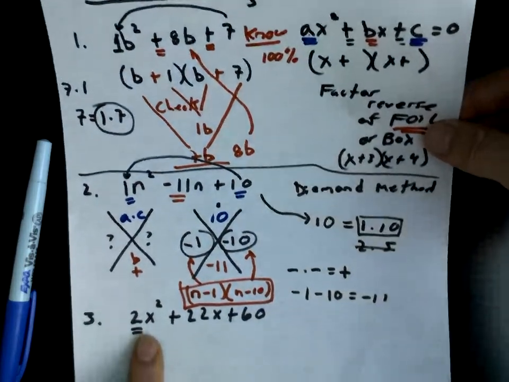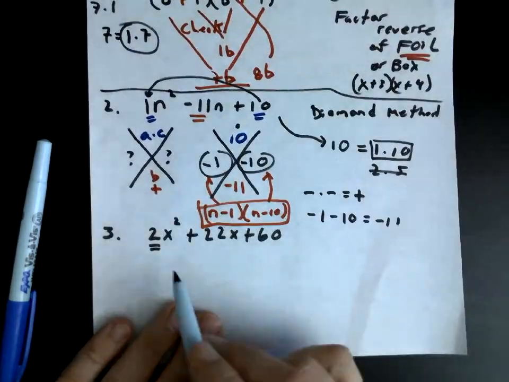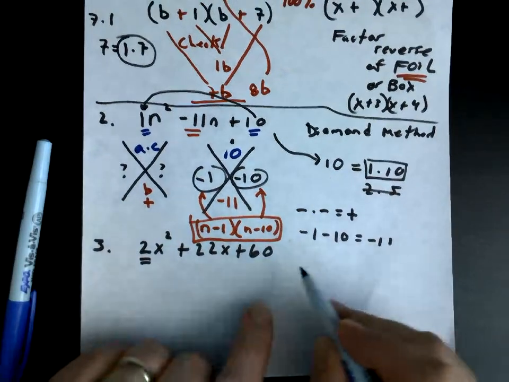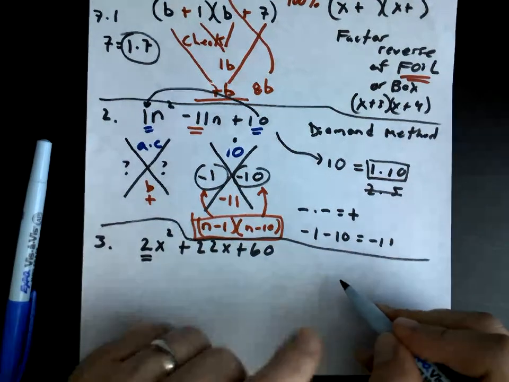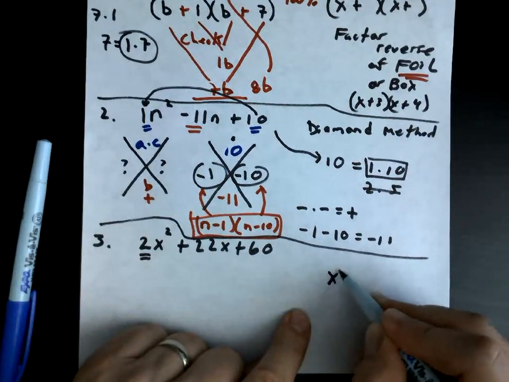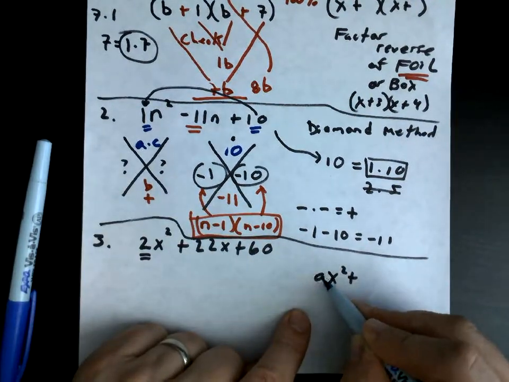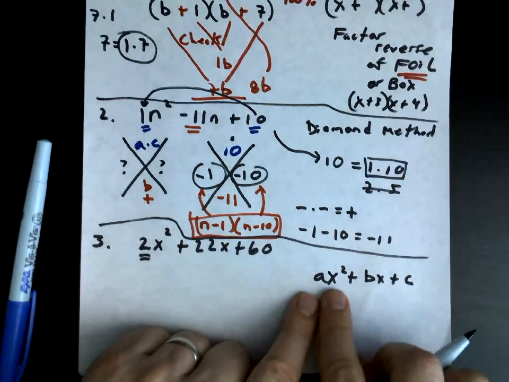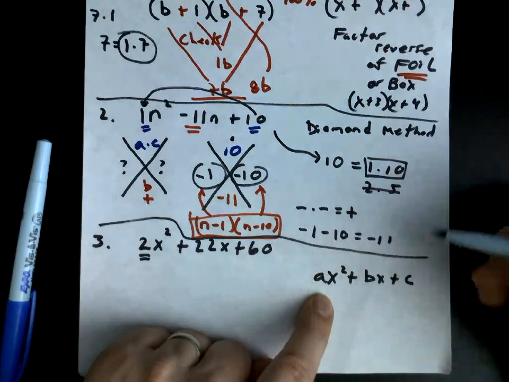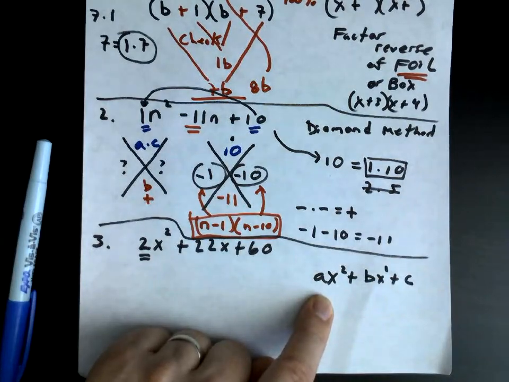Well, first off, we always want to make sure that this is in order. Now, when I say it's in order, let me make a little box here. When I say this is in order, it wants to be like this: ax squared plus bx plus c. Do you see how this is a 2 and this is a 1 right there?